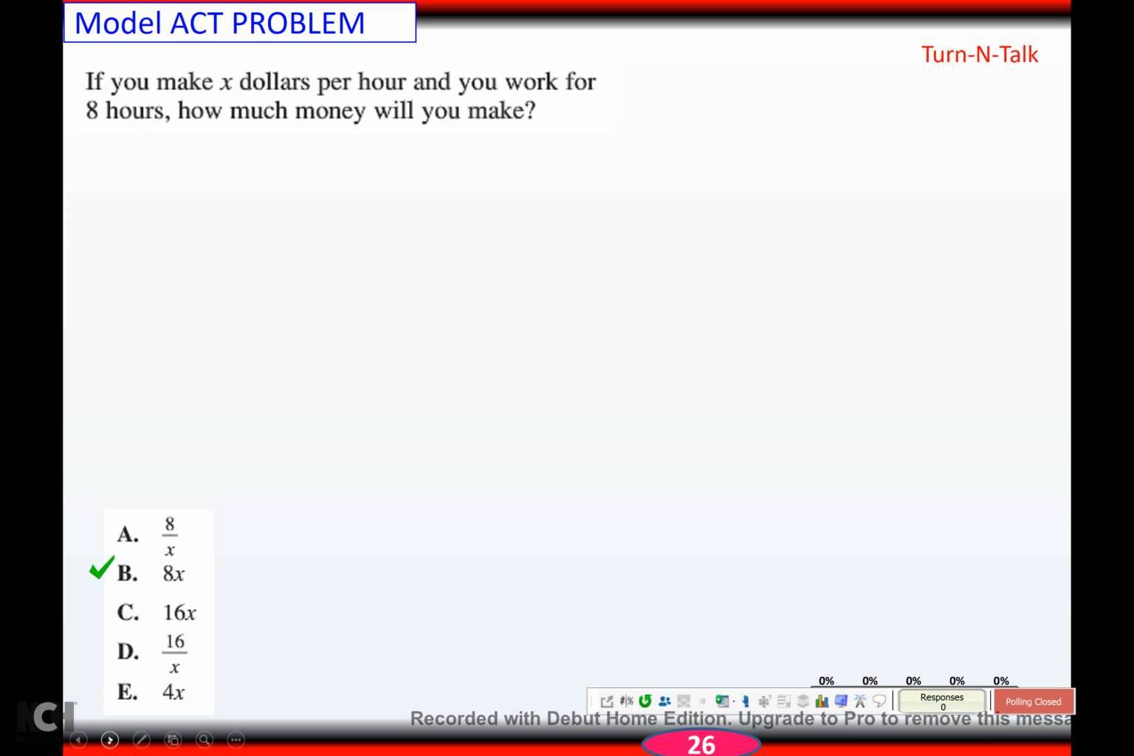And hopefully you got 8x. It says if you make X dollars per hour and you work for 8 hours, how much money will you make? Well, you're working 8 hours for X dollars per hour. So you're taking X dollars times 8, which is 8x.